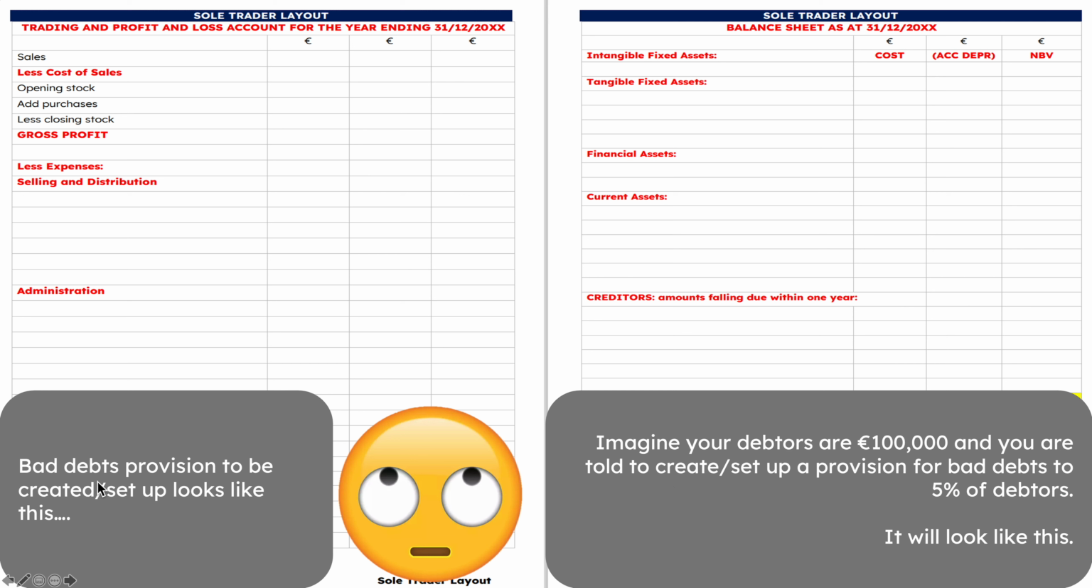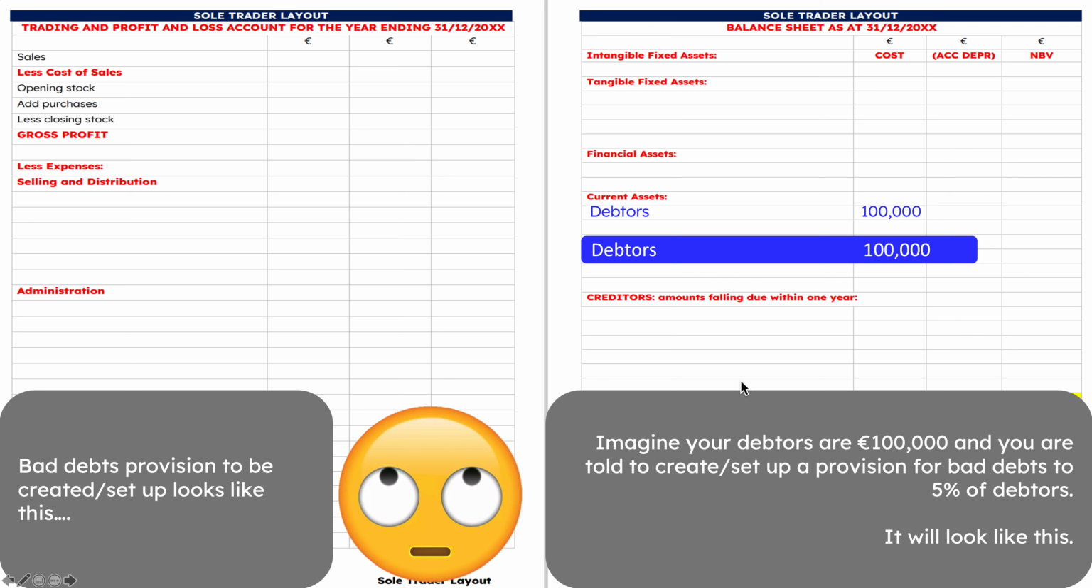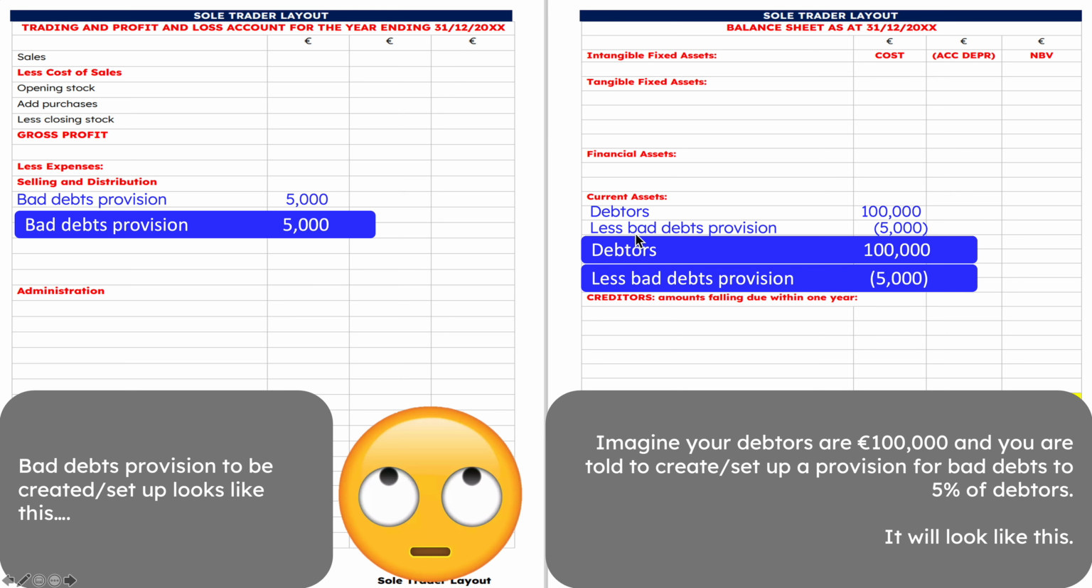So bad debts provision to be created or set up looks like this. So there's your debtors, 100,000, say for example. So imagine your debtors are 100,000 and you're told to set up or create a provision for bad debts of 5% of debtors. It's going to look like this. So you've got your bad debts provision as a selling and distribution expense, €5,000 there, which you take away from your debtors figure in your balance sheet. So you think your debtors might actually only be €95,000. So that's how setting it up, or creating the bad debts provision, would look. The entire amount of bad debts provision would go in as an expense.